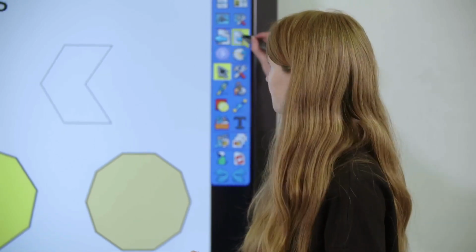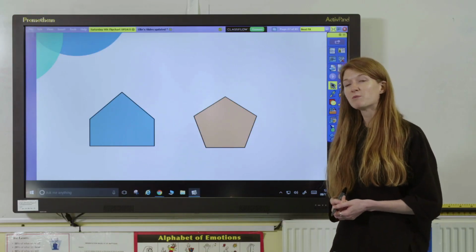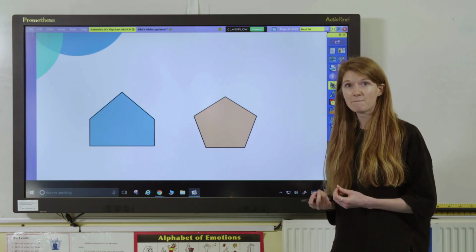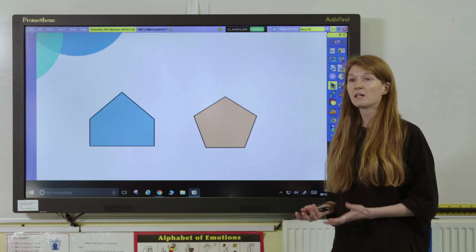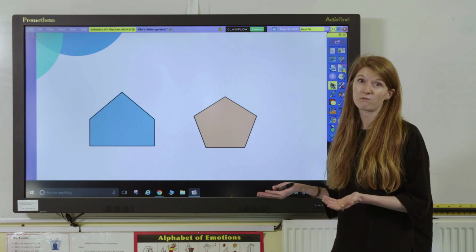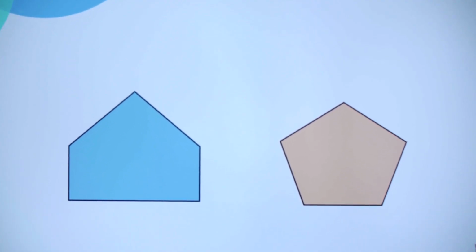Being able to classify shapes is about being able to recognize the similarities and differences between them. So, one activity I like to do with my pupils is provide them with 2 or more shapes and ask them to discuss what's the same and what's different. In this example, they might identify that they both have 5 sides. So what's the same is they're both pentagons.